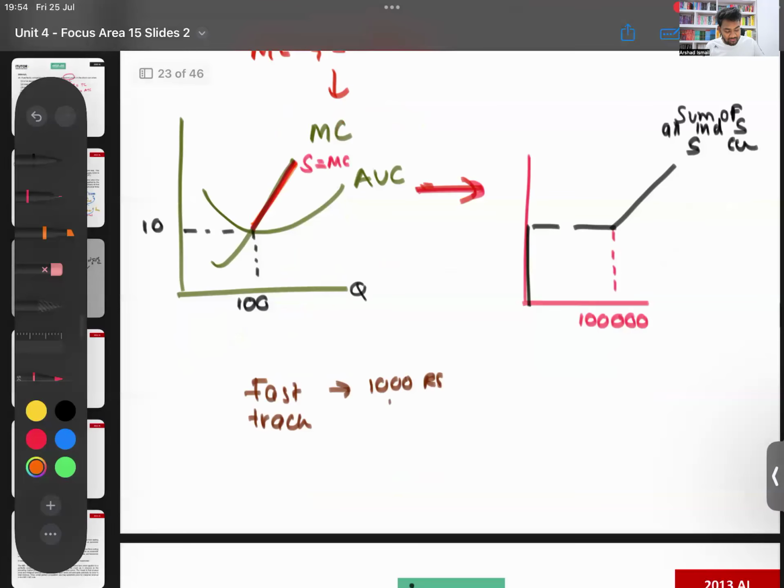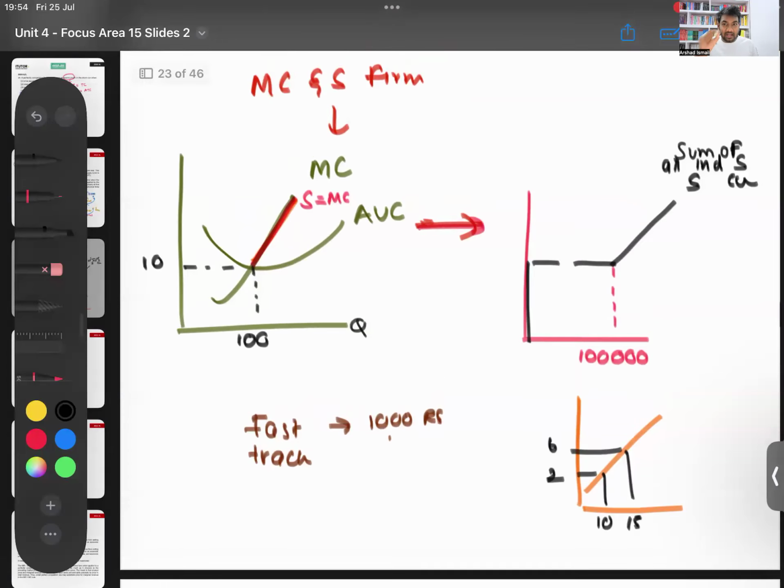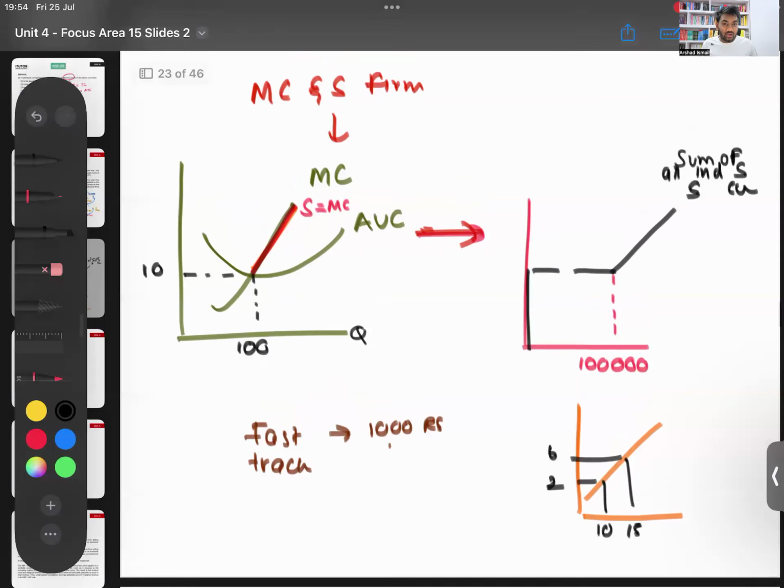Remember in unit number 2, when we learned supply, what does the supply curve show us? The supply curve shows us, to supply, let's say, 10 units, what is the minimum price the producer wants? To supply, let's say, 15 units, what is the minimum price the producer wants? Exactly. Something similar transferring, that's a factor market. So the supply curve shows you the minimum price that you want in order to supply.